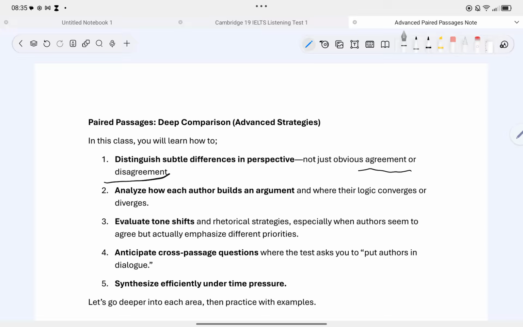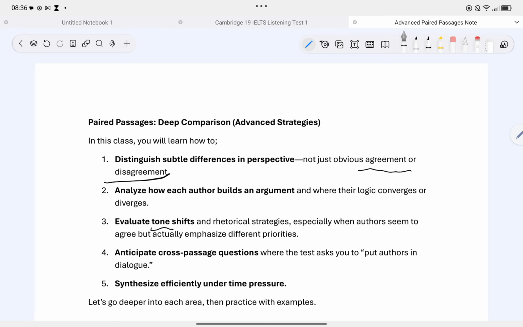Number three, you want to evaluate tone shifts and rhetorical strategies, especially when authors seem to agree but actually emphasize different priorities. So basically, two paragraphs may say the same thing, but may differ in terms of tone. And the difference in tone may be a significant aspect that will help you answer the questions.